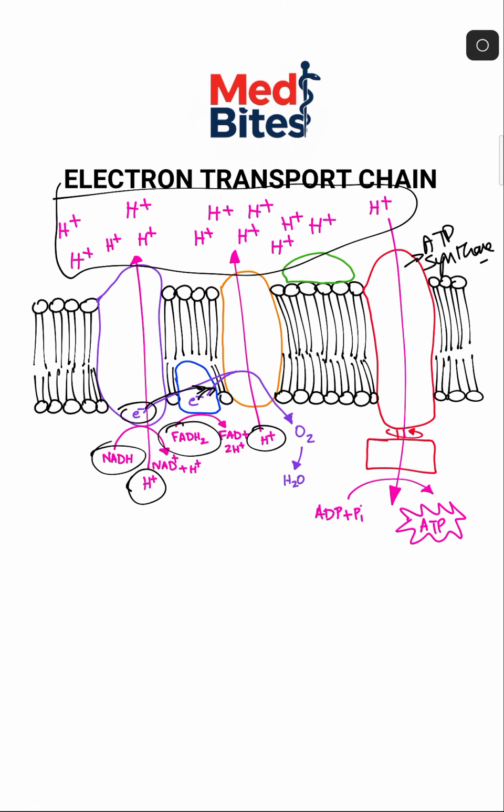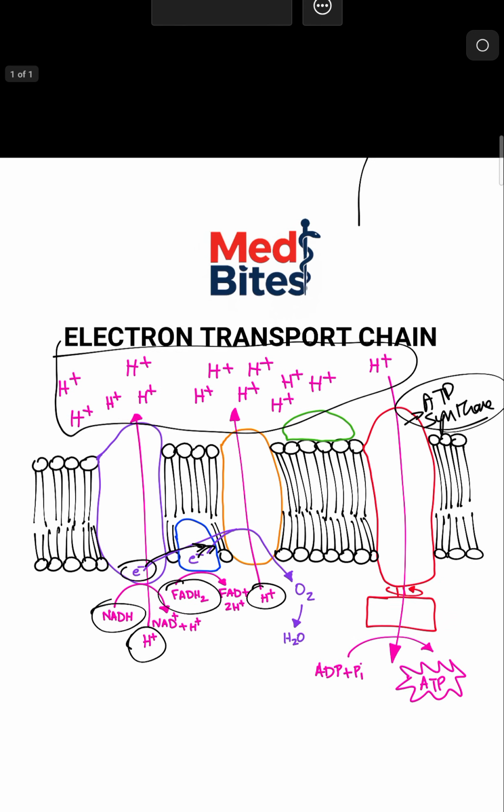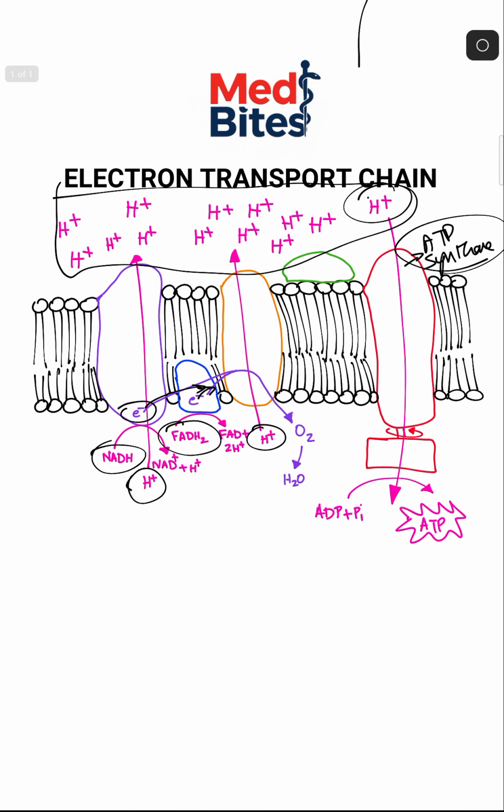Now, do you know what ATP synthase does? As the name suggests, it synthesizes ATP. It's like a tiny turbine, and as hydrogen flows down, it turns on this turbine and ATP is produced.